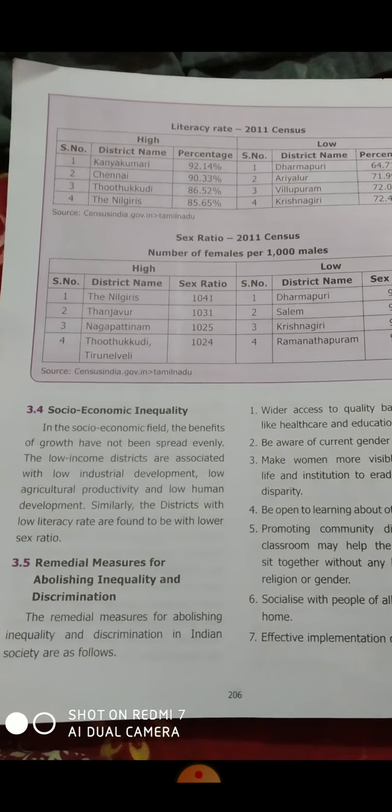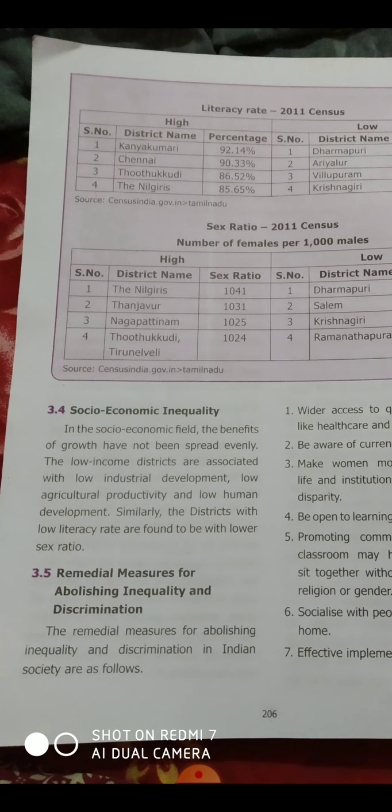Now see the next one, socio-economic inequality. In the socio-economic field, the benefits of growth have not been spread evenly. The low income districts are associated with low industrial development, low agricultural productivity, and low human development. Similarly, the districts with low literacy rate are found to be with lower sex ratio.